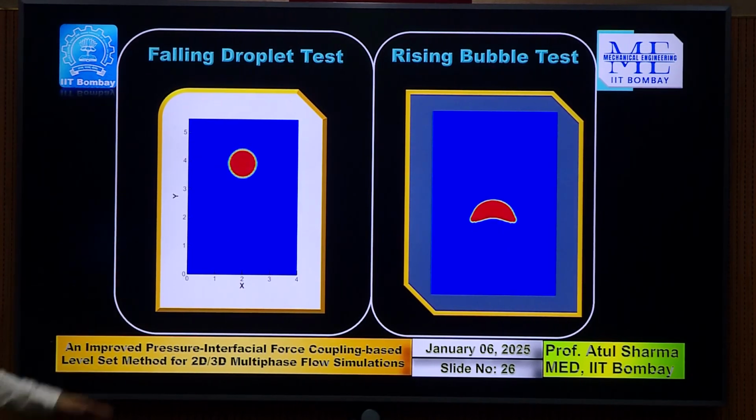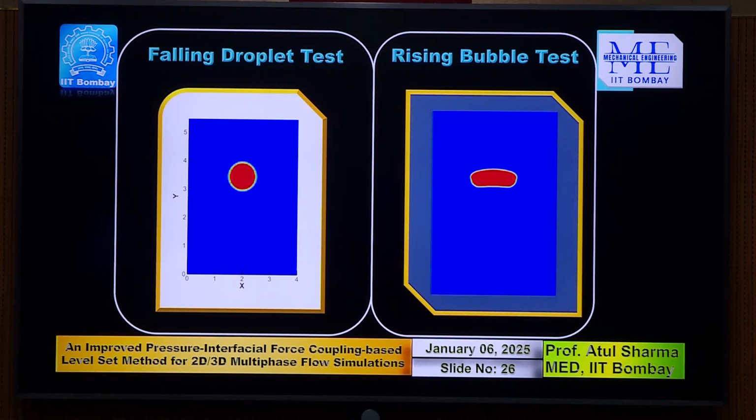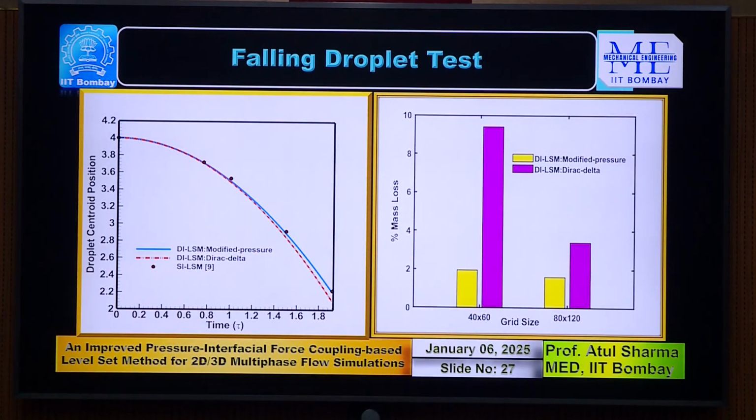This video is very slow and there is not much change, so you may not be finding much change, but that's a rising and this is a falling droplet. And these are the results which we compared. We had compared with some previous published results, and here also the blue one is the improved diffused interface method, which is having a better matching.